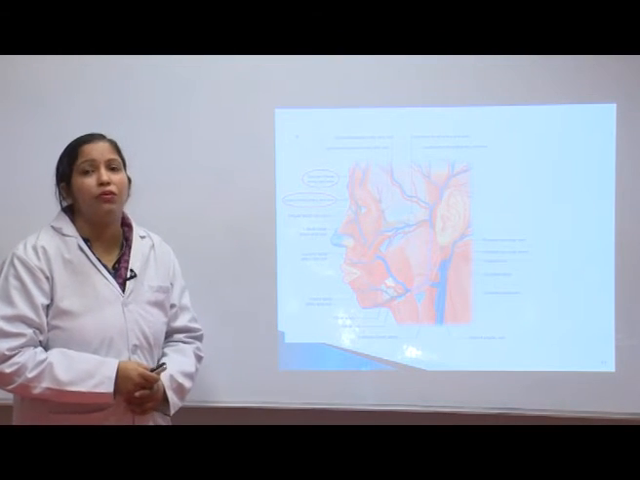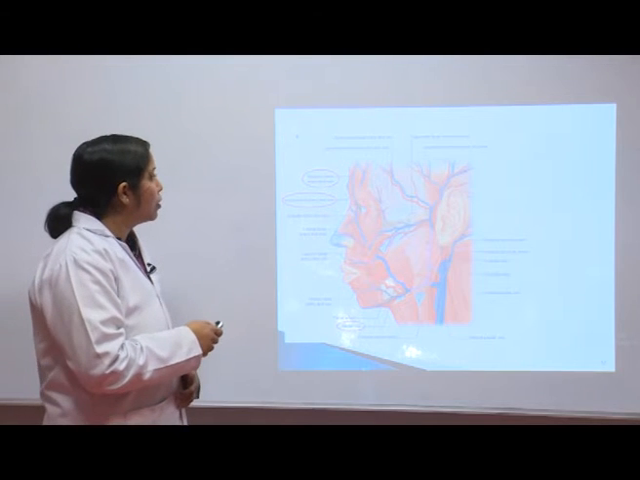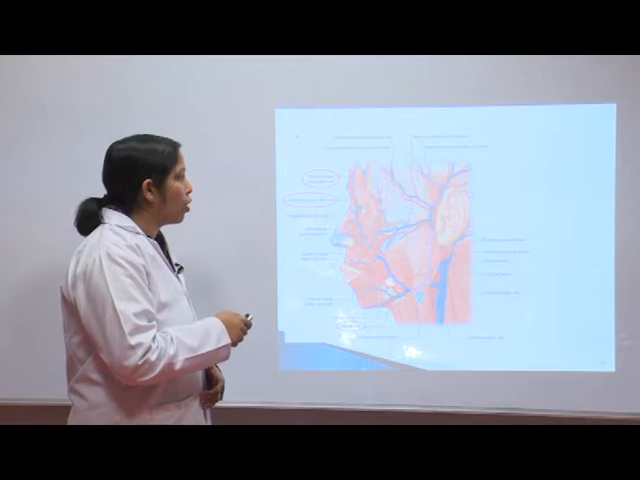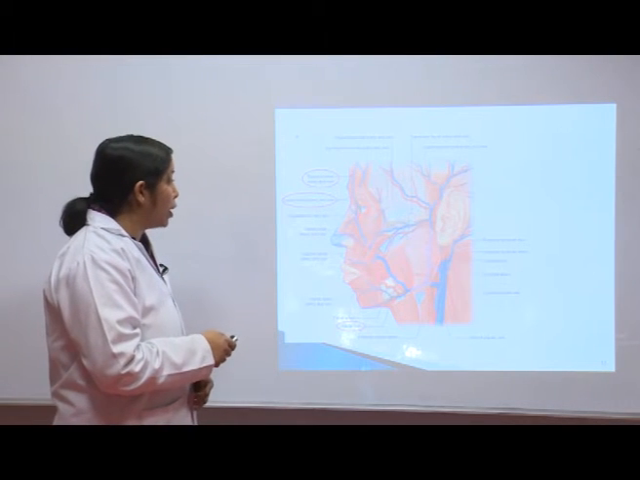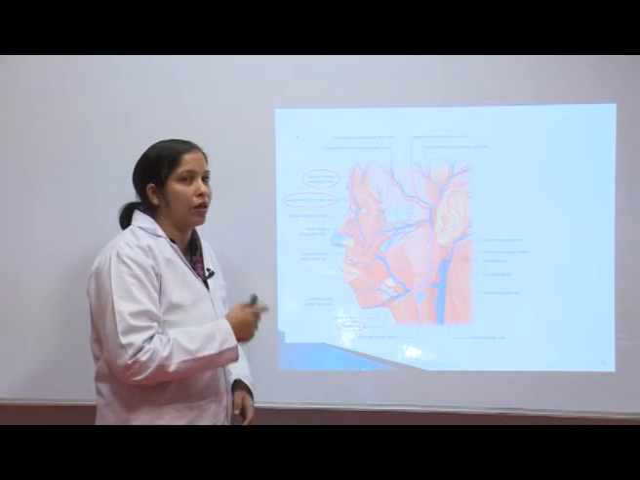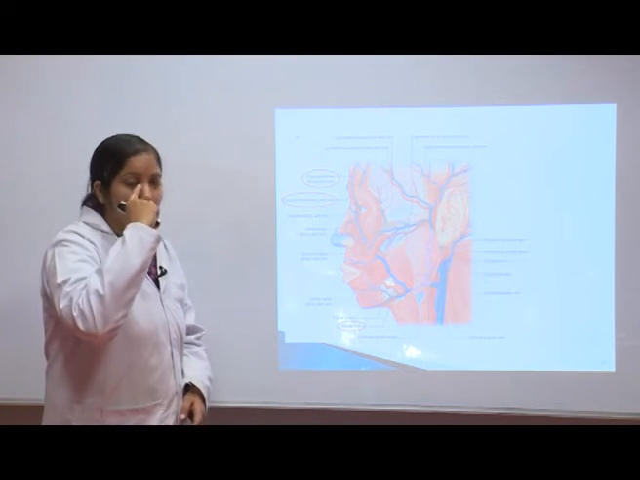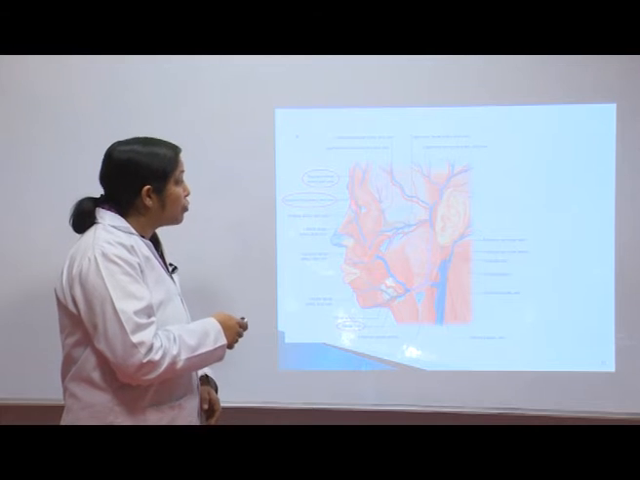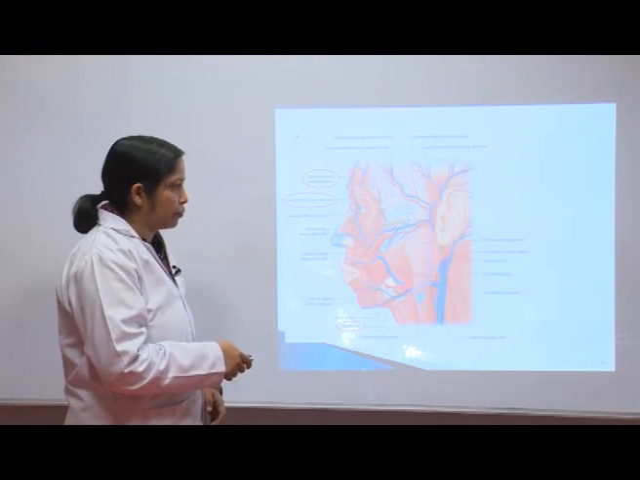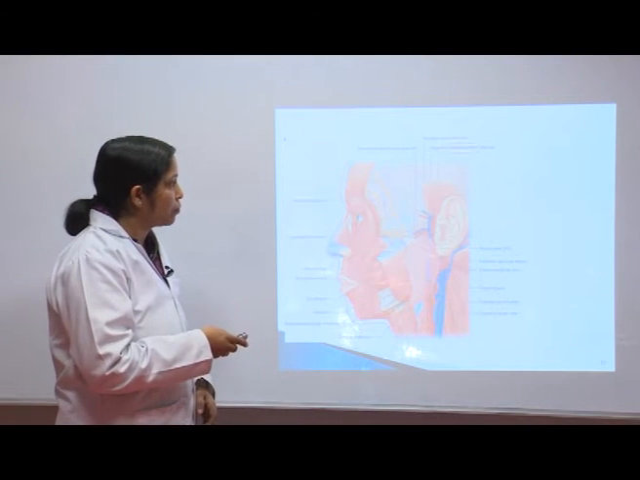Now coming to the venous drainage of the scalp, the supratrochlear vein and supraorbital vein will join and form the angular vein. At the medial angle of the eye, they form the angular vein, which will then run on the face as the facial vein.